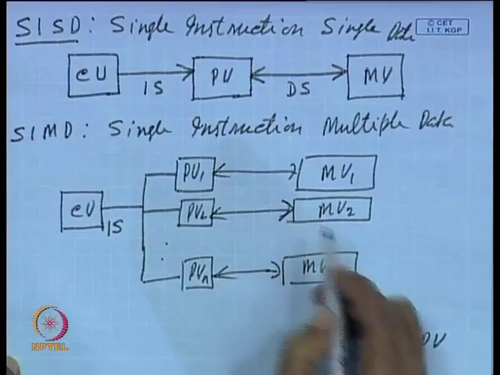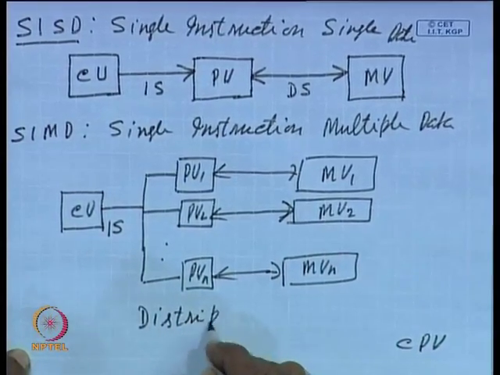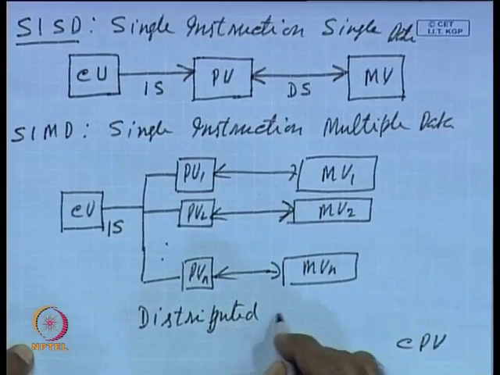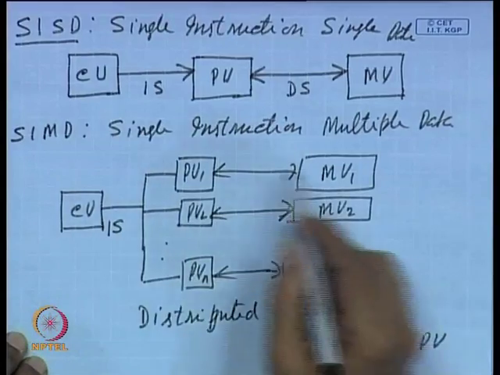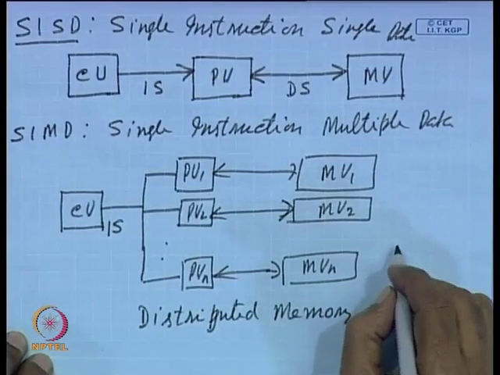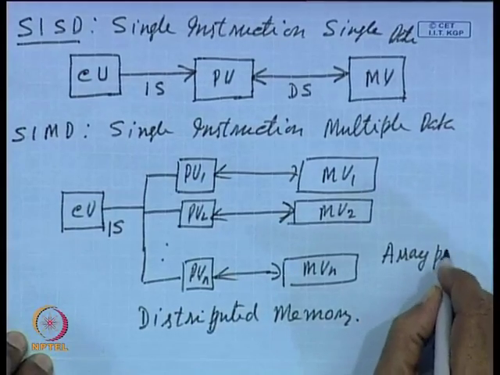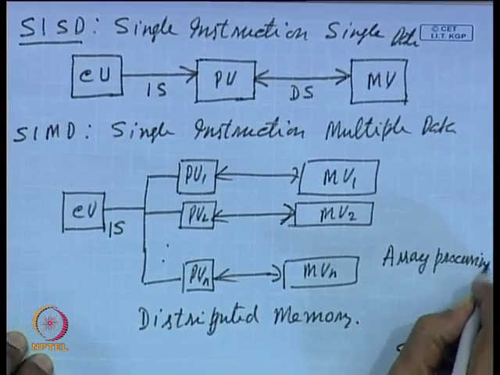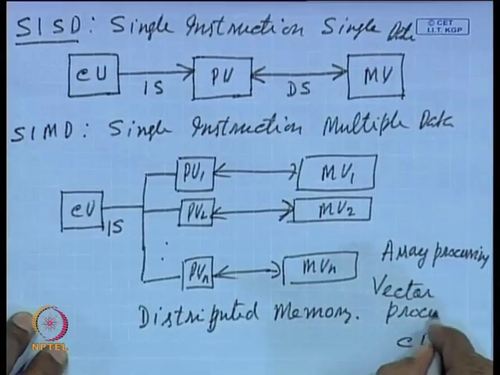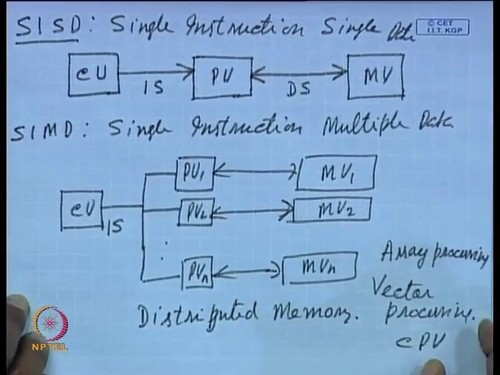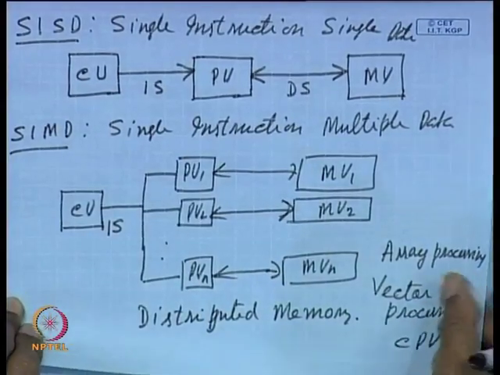Here, as you can see, the memory is not shared. So you can say this is distributed memory. This type of processing you do in case of array processing and vector processing. So this is the second type of classification, single instruction and multiple data.